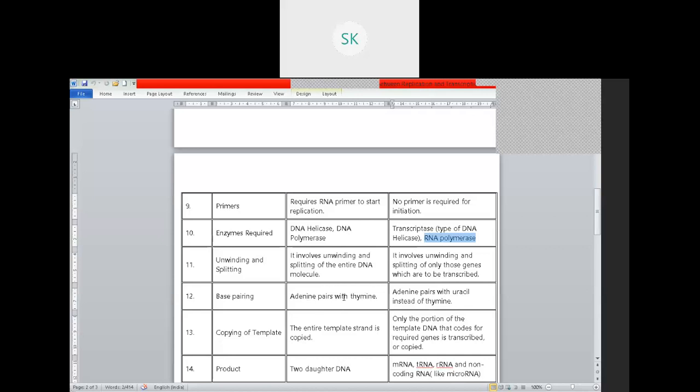And in the DNA replication process, adenine pairs with thymine by hydrogen bonds. Adenine is attached with thymine by two hydrogen bonds, and guanine is attached with cytosine by three hydrogen bonds. But in transcription, adenine is attaching with uracil. Why? Because thymine is absent. Why? Because we are preparing mRNA. In RNA, thymine molecules will not be present. So adenine is attaching with uracil.